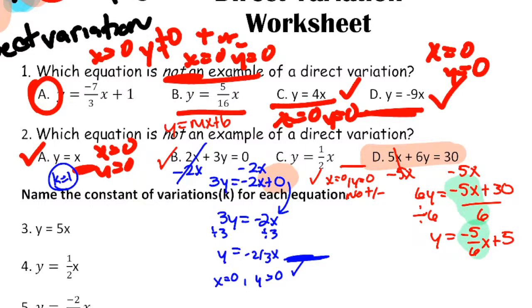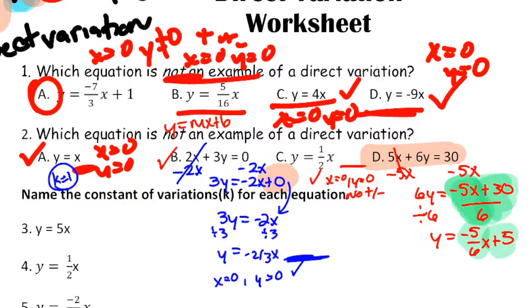And remember, when you divide two sides of an equation, you have to divide everything. So I can't just do 5x divided by 6. I have to do 5x divided by 6. And I can divide 30 by 6 also. 30 divided by 6 is 5, and it's positive. That's where it came from.